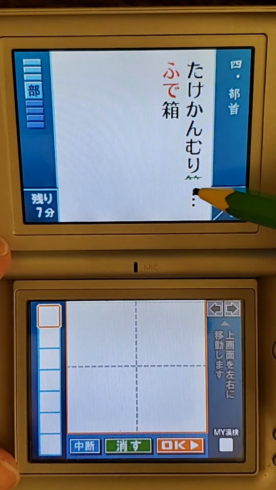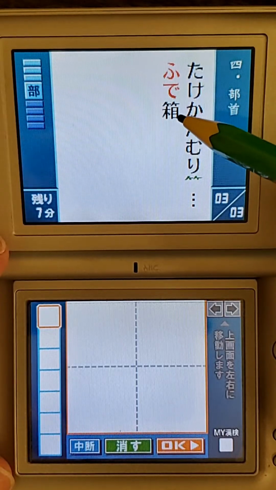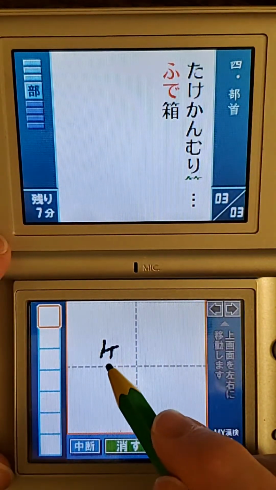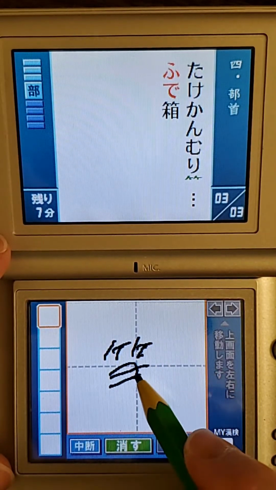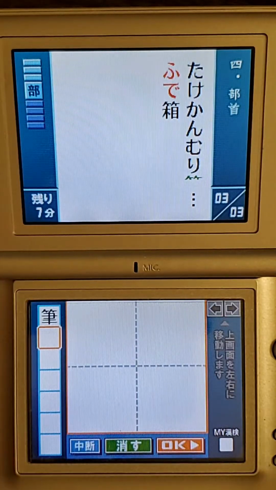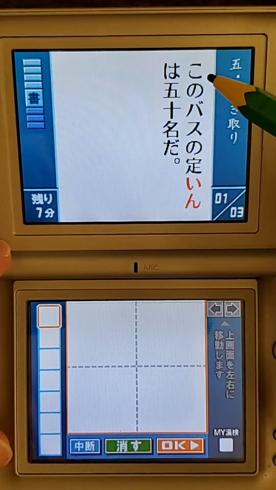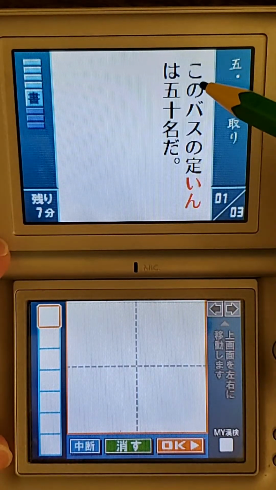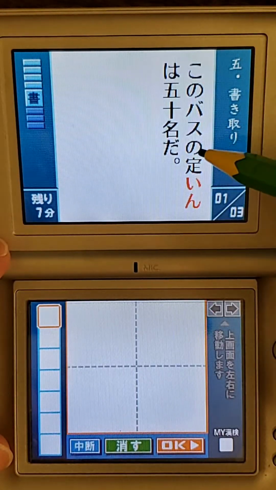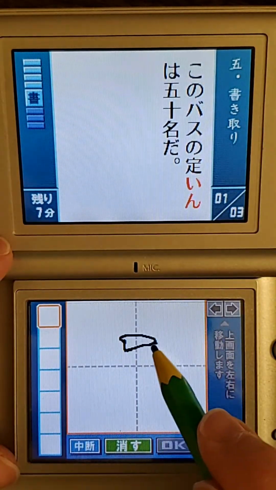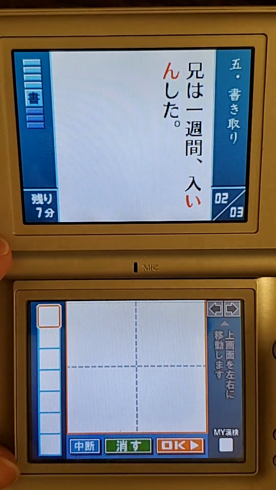This next one is this for bamboo, takekamuri, that's how you call it. So fude bako, fude. Oh, so write that first, and then it's like pencil case, so fude bako. Okay, this one we gotta write the kanji. So kono basu no tein wa 50 meida. Tein, I think it's that. Yep, for like kind of like person.